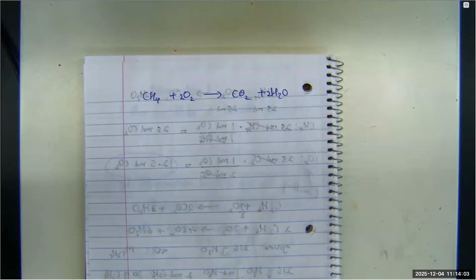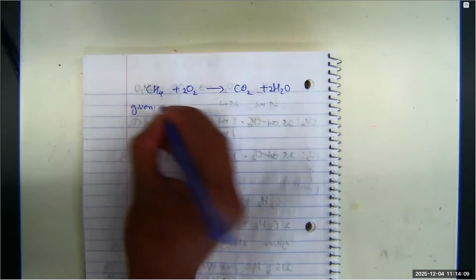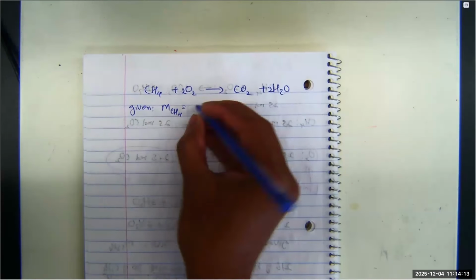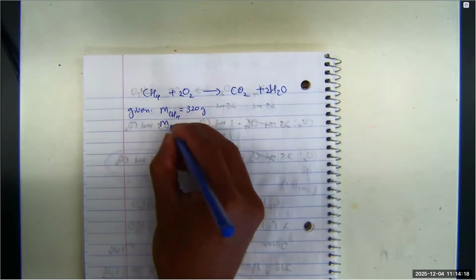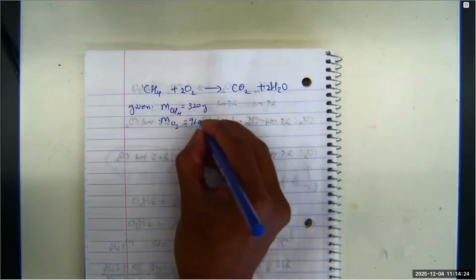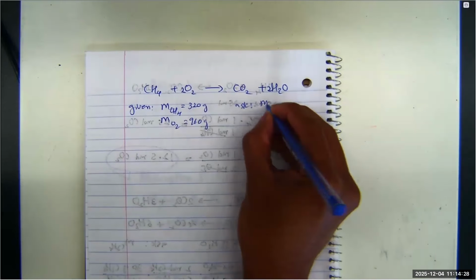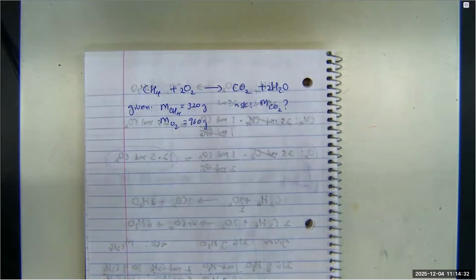We know that already. Okay, now first thing is to make sure that we know what is given. We are given the mass of CH4. I believe it is 320 grams. And also we are given the mass of oxygen. What is it? 960, thank you. 960 grams. And they're asking for the mass of CO2. Is that right? Okay, perfect.